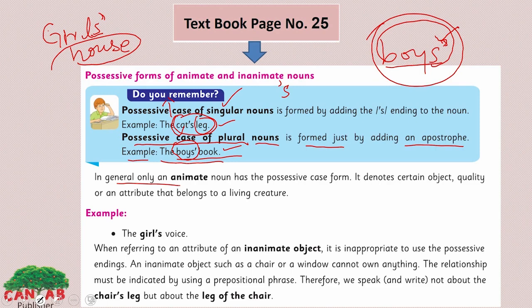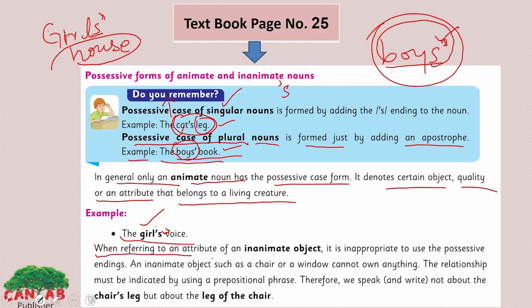In general only an animate noun has the possessive case form. It denotes a certain object, quality or attribute that belongs to a living creature. Look at the example here. The girl's voice. Here the girl is an animate noun, the living being. Voice here is a quality, the girl's quality. Here is the relationship between the girl and the voice. So we have added an apostrophe and s to show the possession. Girls possess a voice. The girl and voice have a relationship because the voice belongs to the girl.